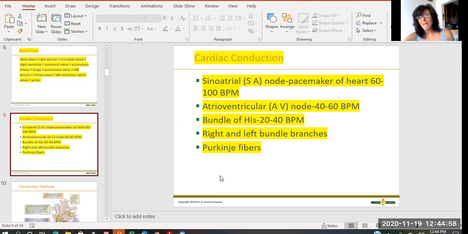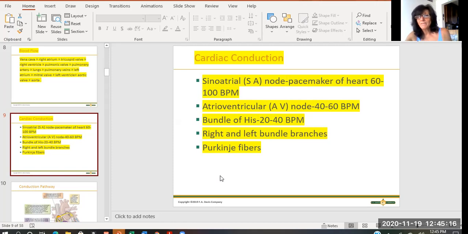If that goes bad, you then have the bundle of His, which is at the bottom, that has bundle branches right and left, and then Purkinje fibers. If the top two nodes, the SA node and AV node, fail, bundle of His can kick in. However, it's only going to keep a rate of about 20 to 40 beats per minute.